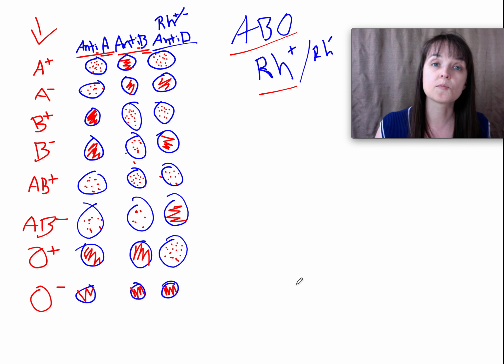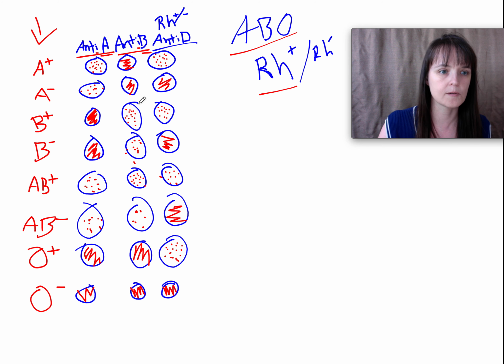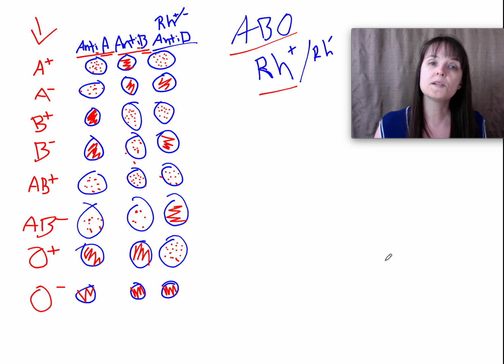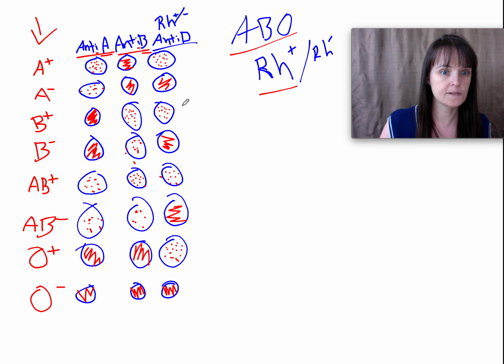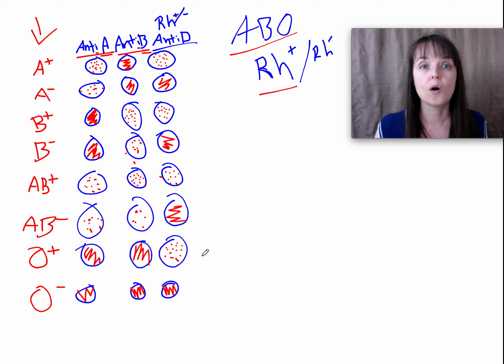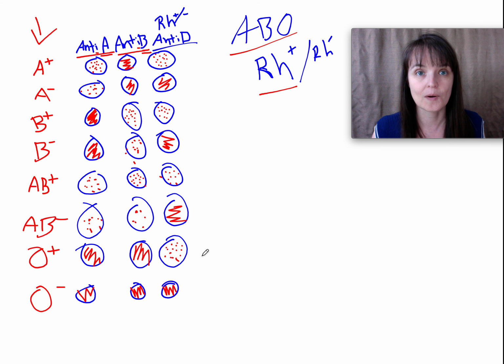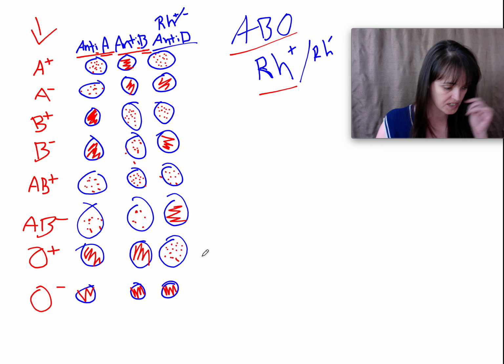Which blood types react to the anti-B antibodies? Well, let's just go through here. We've got B positive, B negative, AB positive, and AB negative. Which blood types react to the anti-D antibodies? A positive, B positive, AB positive, O positive. So that's how blood types work.